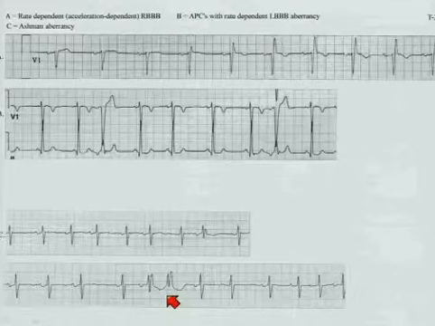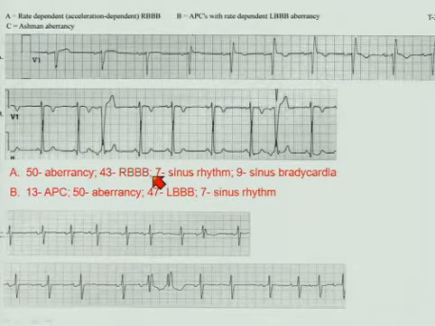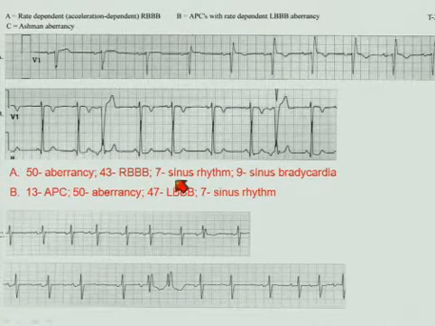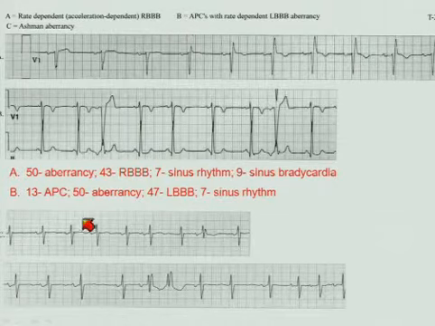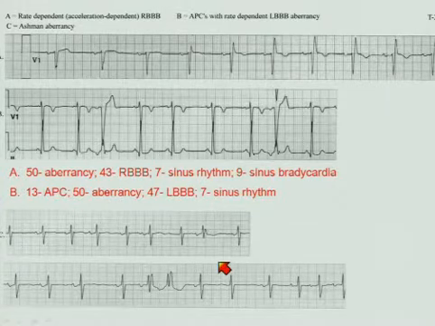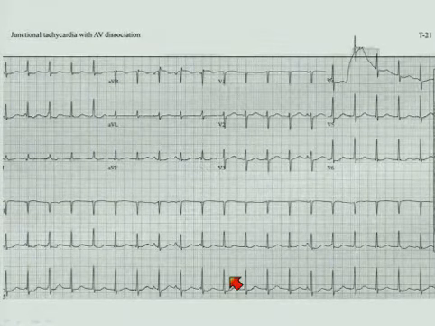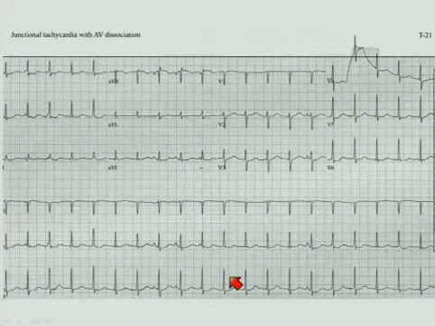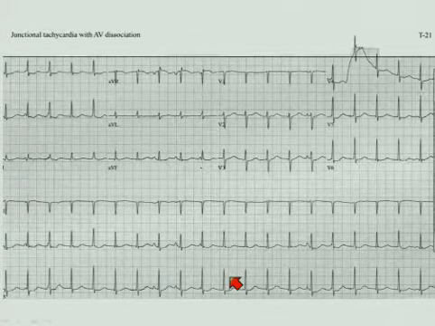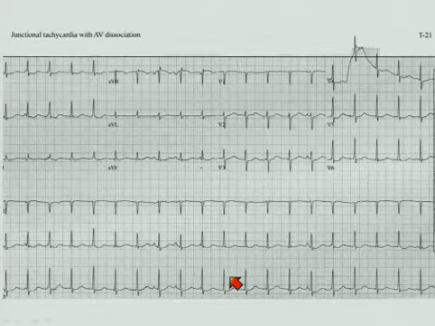So those are the two important kinds of aberrancy to recognize: acceleration or deceleration dependent functional aberrancy, and Ashman phenomena. So the top one I would, on the test, read as aberrancy and right bundle branch block, sinus rhythm, sinus bradycardia, and B, APC, aberrancy, left bundle, and sinus rhythm. Okay, so that was point number one. Always look in the preceding T wave if you have an irregularity, and even if it starts a run of tachycardia. Here's point number two: the difference between AV dissociation and heart block.